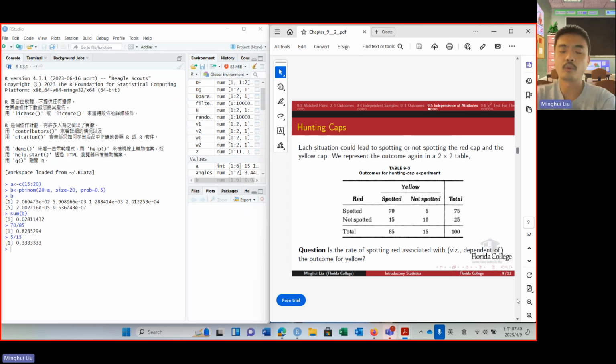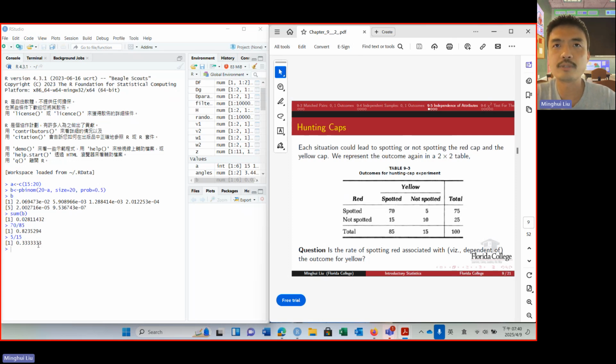And so the question is: is the rate of spotting red associated with the outcome of yellow? The answer is yes, because we observe a big difference in the percentages. In practice, it's almost always the case that you will observe some difference.